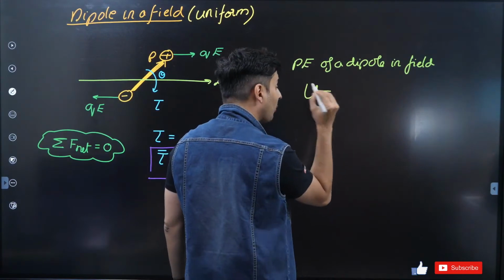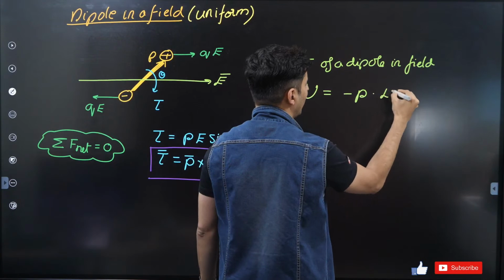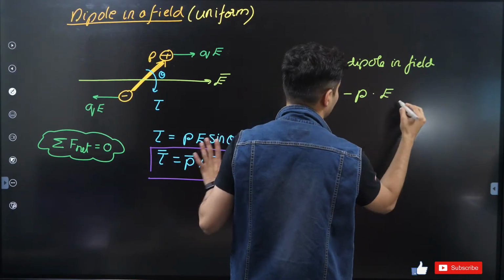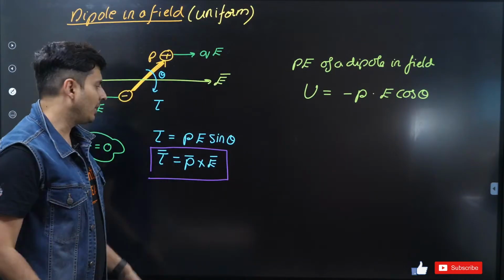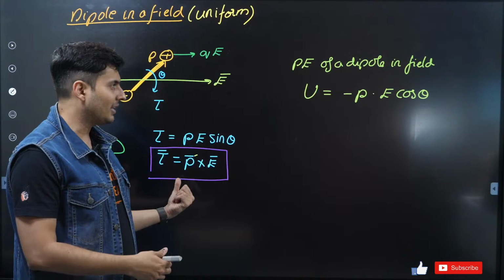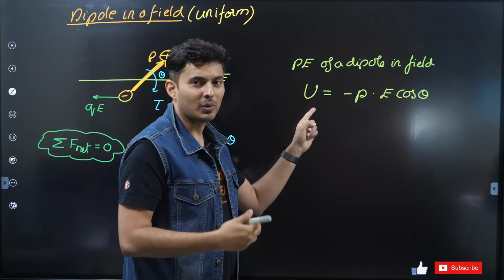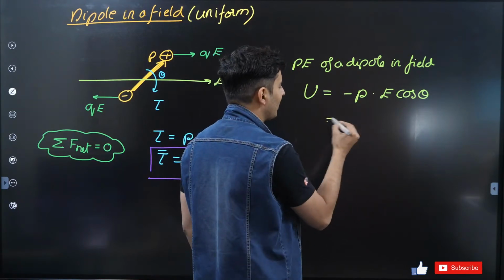The answer for the potential energy comes out to be minus dipole moment into electric field. Just like you had sine theta here, you will have cos theta here. See, very easy to remember: torque is a vector, so you will put sine because cross product is sine. Energy is a scalar, so you are going to use dot product, so you are going to put cos. That's a better way of remembering it.